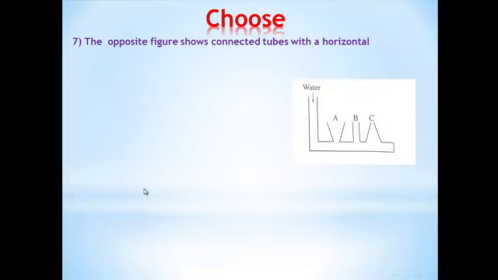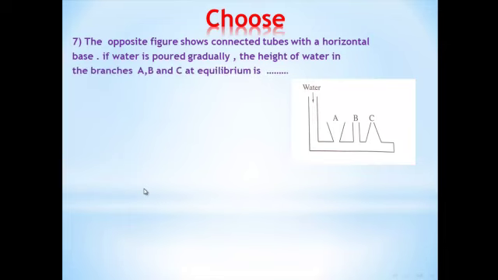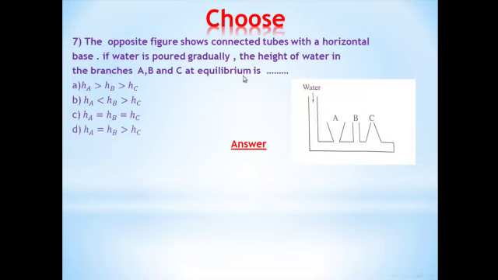7. The opposite figure shows connected tubes with a horizontal base. If water is poured gradually, the height of water in the branches A and B and C at equilibrium is, which of them will have more height? Please take care. At equilibrium means at balance, so same pressure, so it will be at the same horizontal level. So the height A equal height B equal height C, number C.